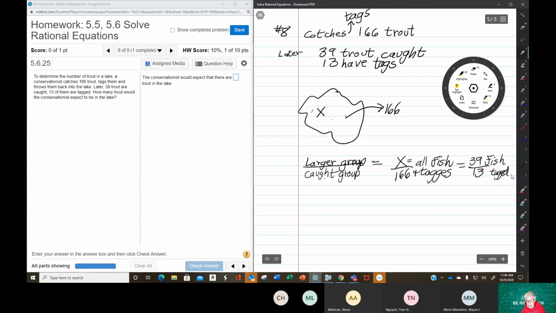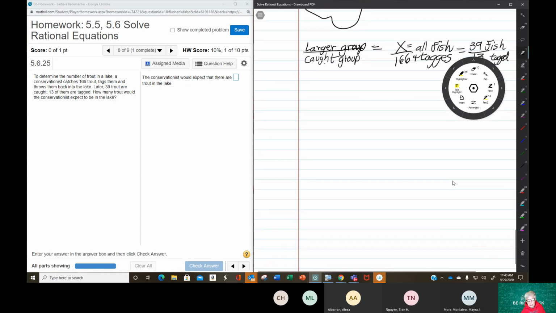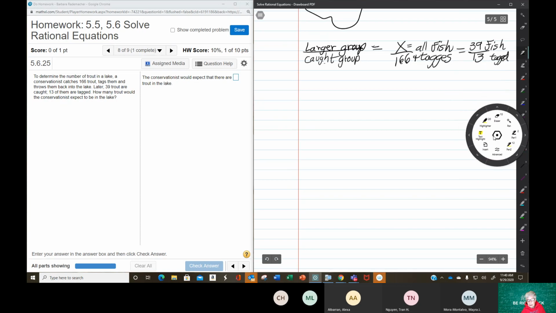Now, at this point, I am inclined to change my categories into large group and tagged group. Okay, I like that better. The tagged group comes from the larger group.